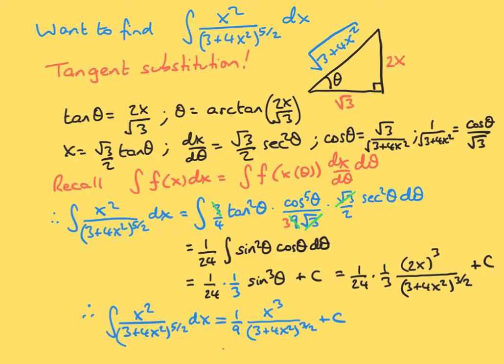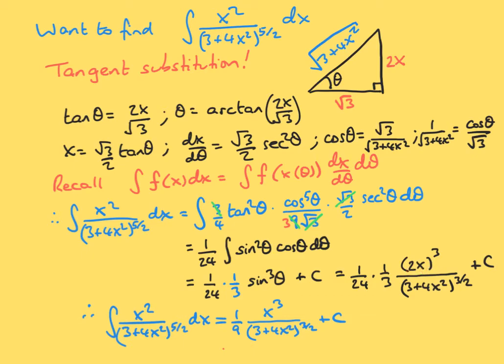Again, you could use algebra, but you can read it off from the triangle. Sine of theta is the opposite over the hypotenuse. It's 2x over the square root. This is sine cubed, so it's 2x, all cubed, divided by our hypotenuse cubed, so it's the square root cubed. When we expand that, we're going to get 8x cubed.